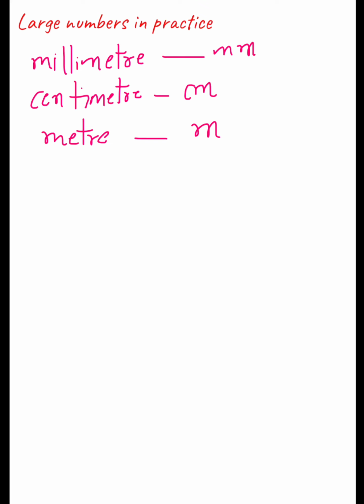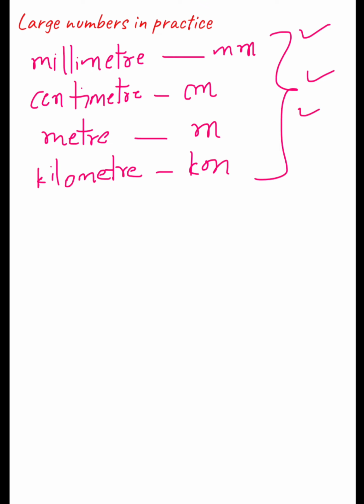Now suppose you want to see the distance between any two cities, or any two places. You want to measure its distance, then what will you use? Can you use meter? No, then you need to use kilometer, or km. So these are the units of length. Millimeter is the smallest one, then centimeter, meter, kilometer. So kilo will be the greatest one, and milli will be the smallest one.